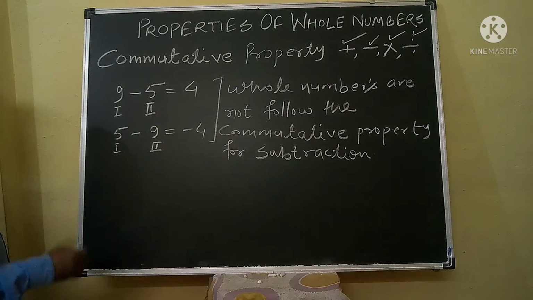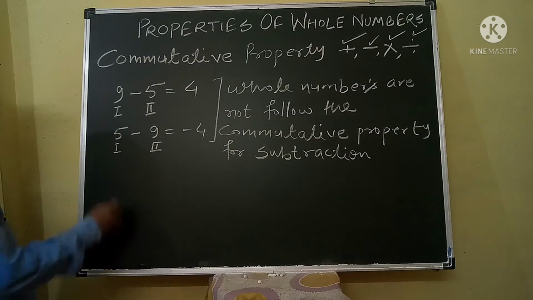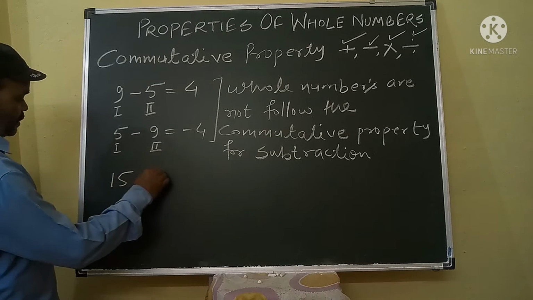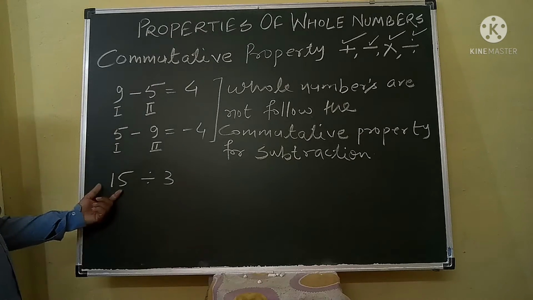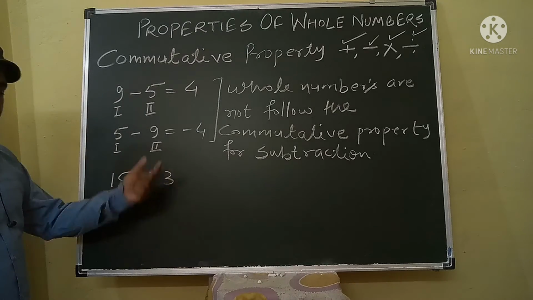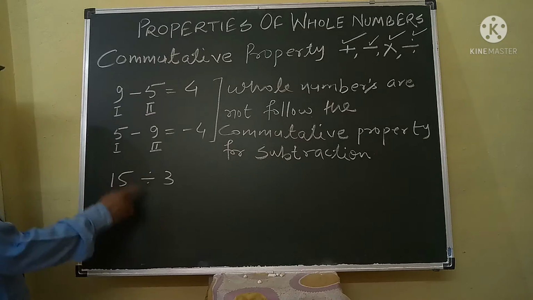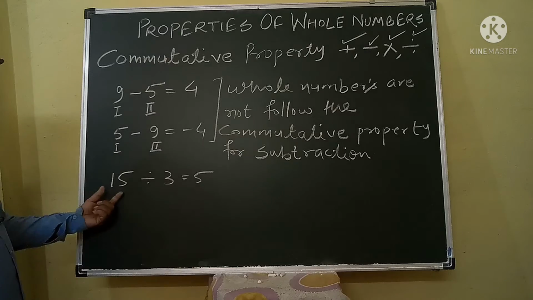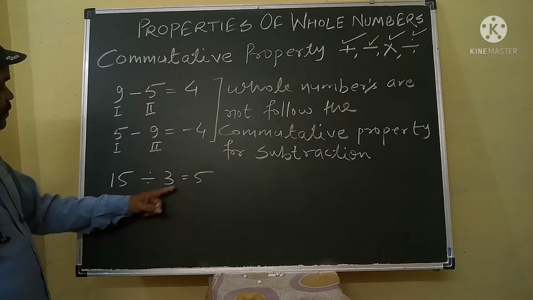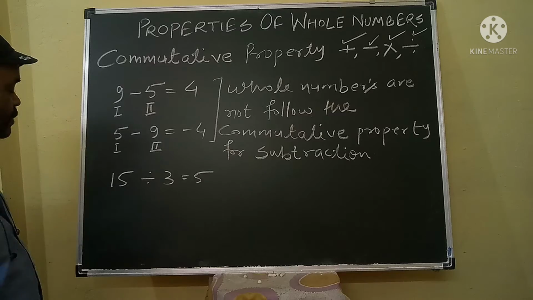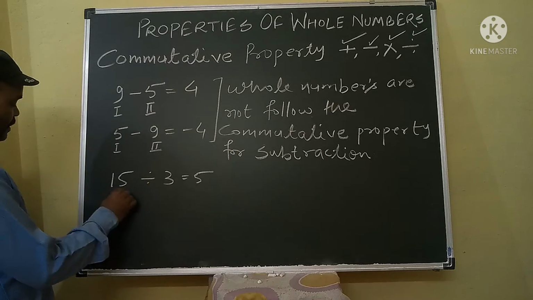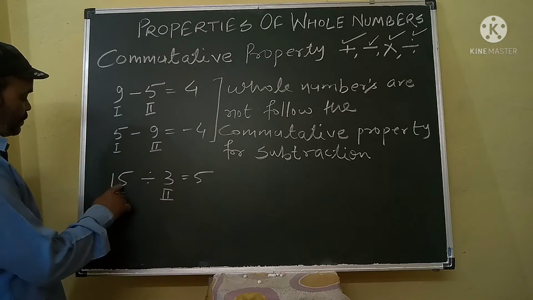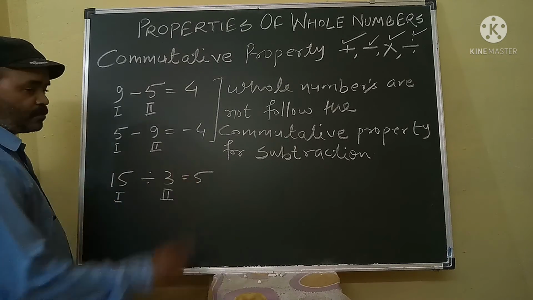Suppose you have two whole numbers. Suppose this is 15 and this is 3. 15 is a whole number and 3 is a whole number. 15 divided by 3 is equal to 5. In the first example, 15 is in first place and 3 is in second place. 15 divided by 3 will give you 5.